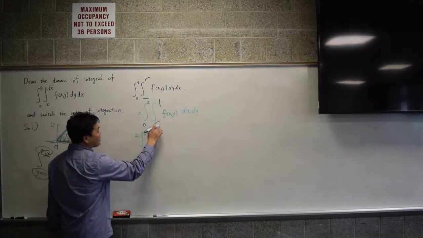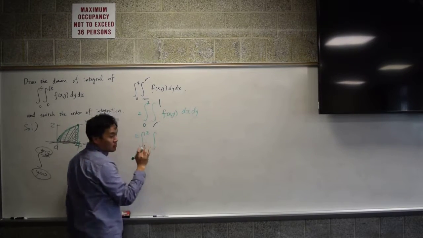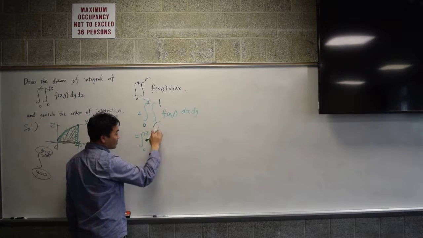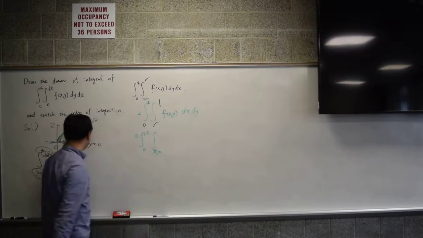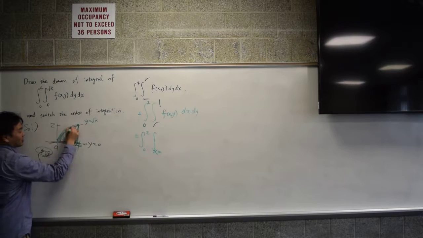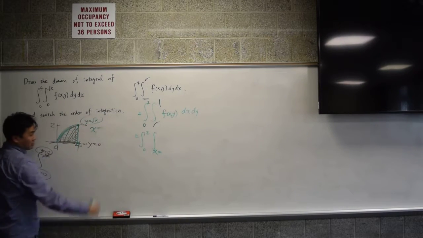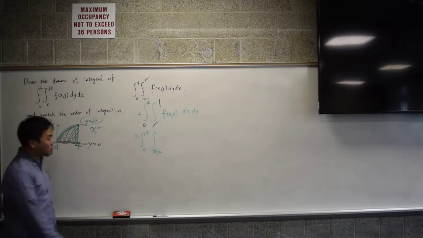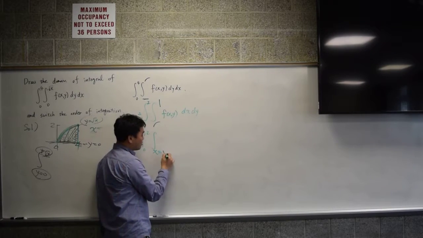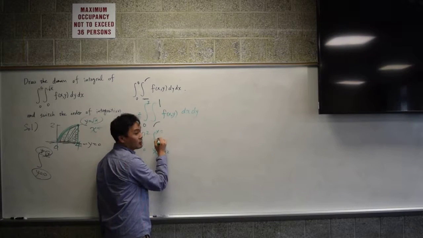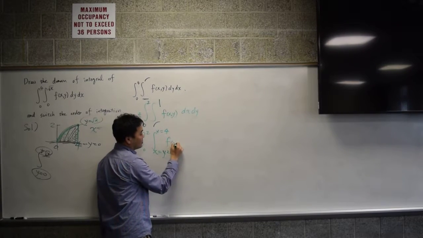Okay, now it remains to rewrite this curve as x equals something, right? So I have to rewrite this curve, which is given as y equals square root of x, as x equals something. Y squared. Yeah, so what do I put here? Y squared. What do I put here? 4.